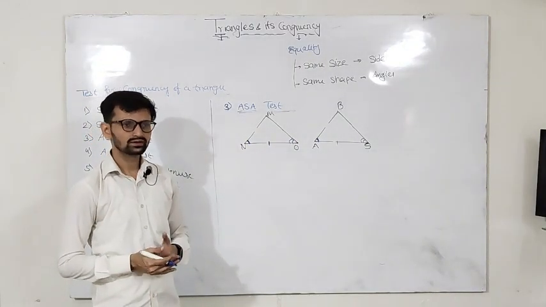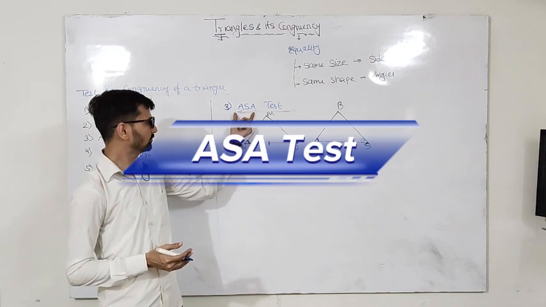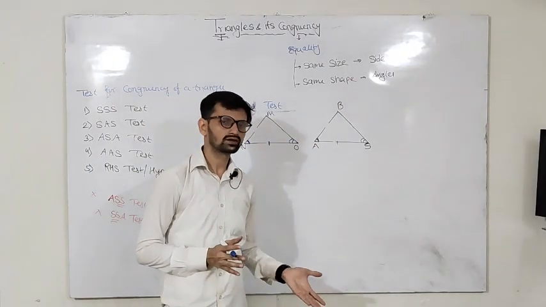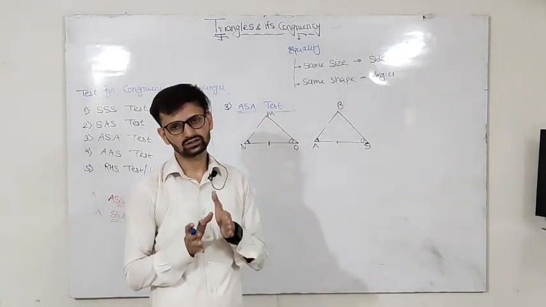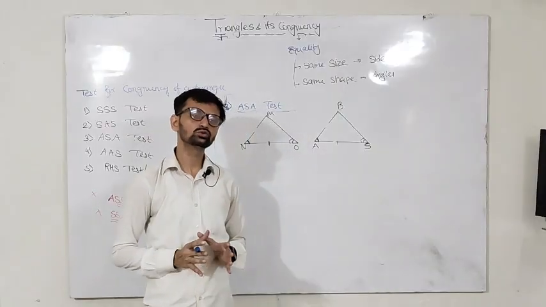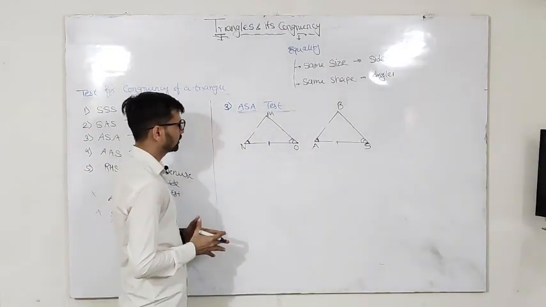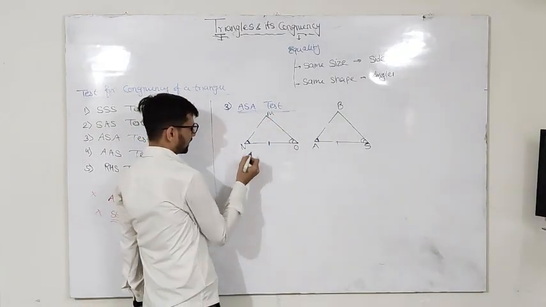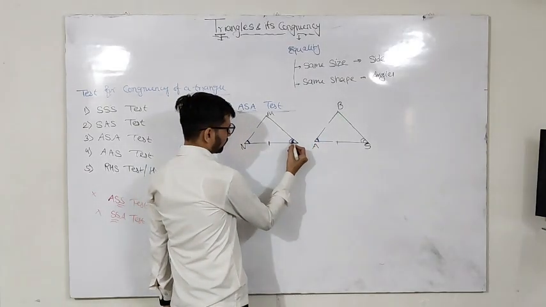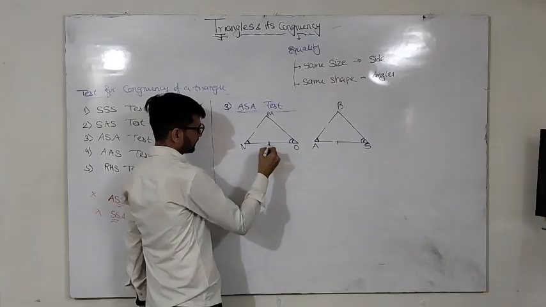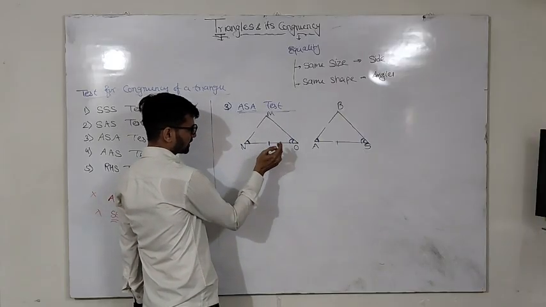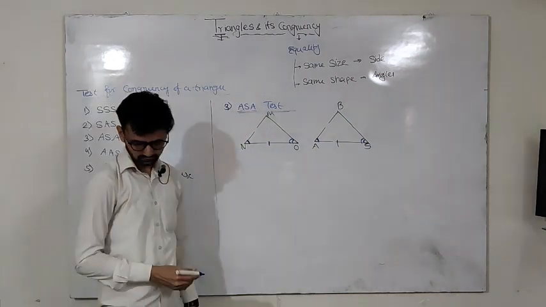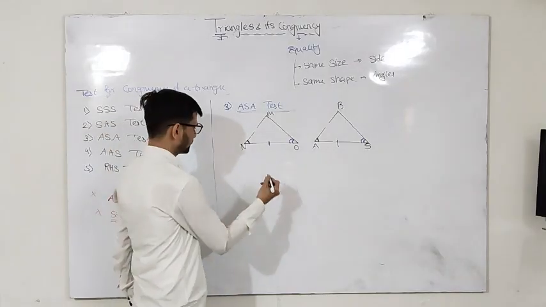Now have a look at the third test, ASA test. If two angles and the side in between them are congruent to two angles and the side in between them of another triangle, then these two triangles are said to be congruent. Now have a look at triangle MNO and BAS. If angle N equals angle A and angle O equals angle S and the side in between them, NO equals AS. Now look at how we can prove that.